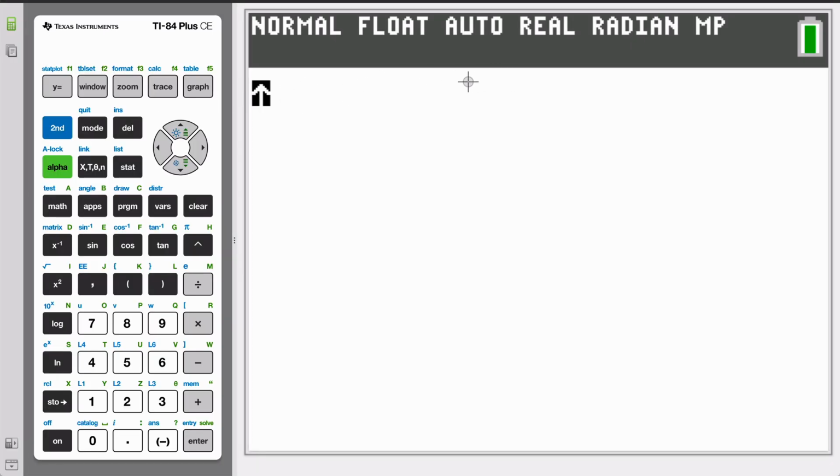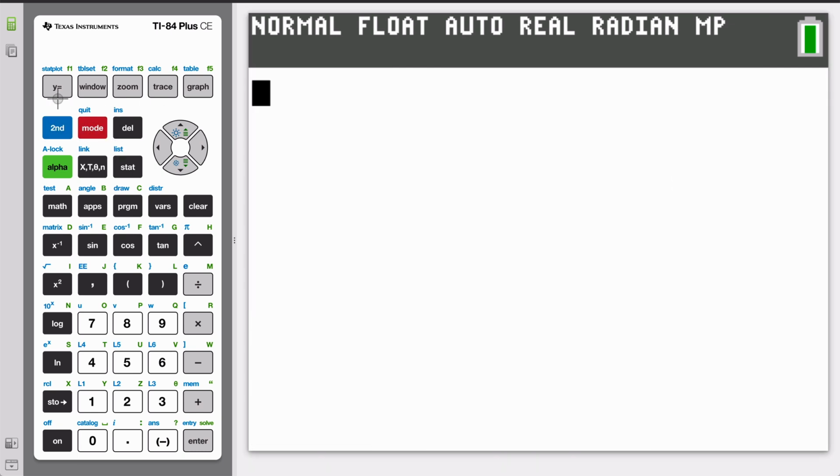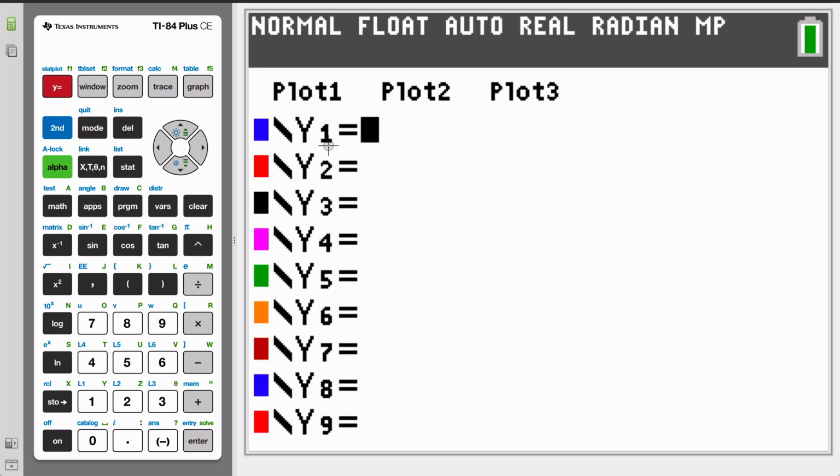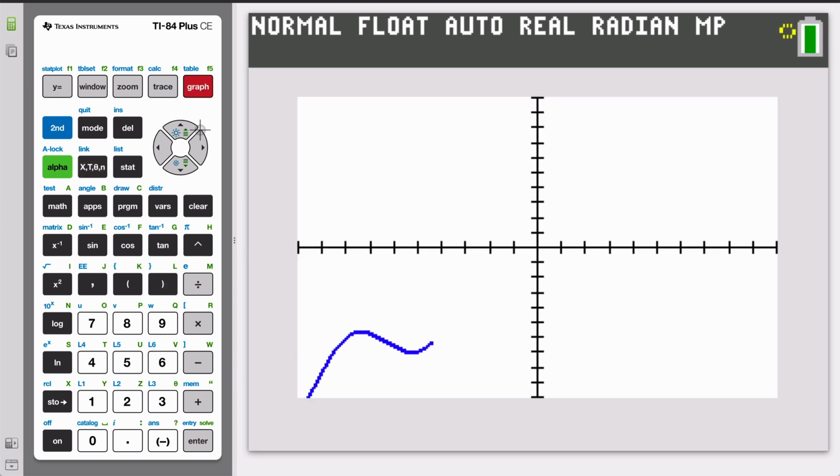Okay, so here's our calculator. First of all, we need to be in radian mode, so make sure you click on the mode and make sure your calculator's in radian mode, which it is, because we're dealing with sine here. So go into y equals, and let's punch in our equation. The equation was x minus 2 sine of x. Close your parentheses. And let's take a look at this graph.